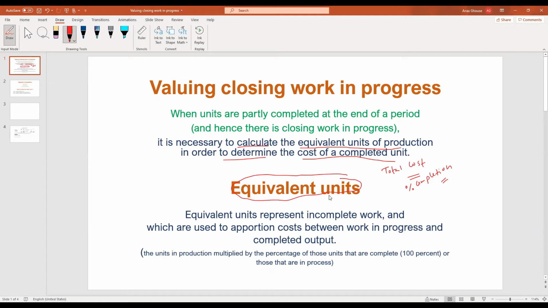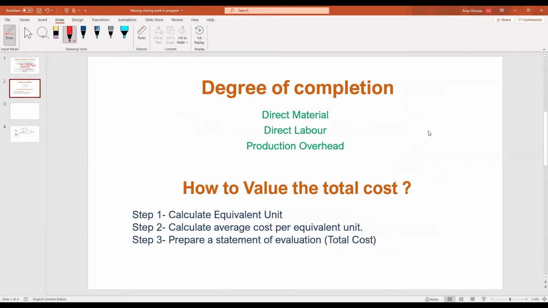So what are equivalent units? Basically, equivalent units represent incomplete work, which are used to apportion the cost between work in progress and completed output. So we need to identify the degree of completion on direct material cost, direct labor, and production overhead. Then we need to identify the total cost.